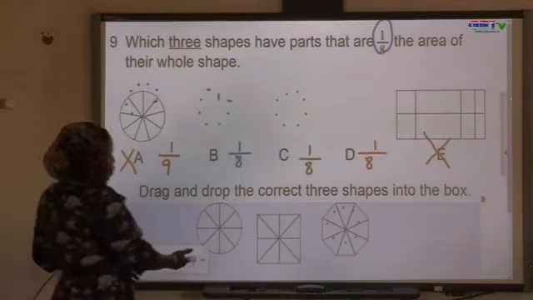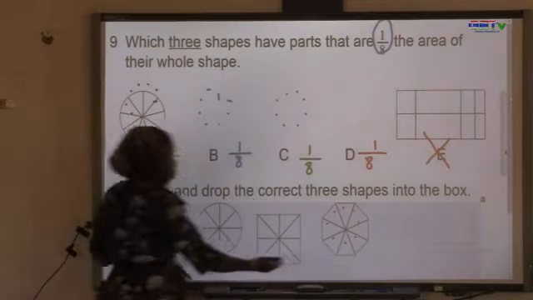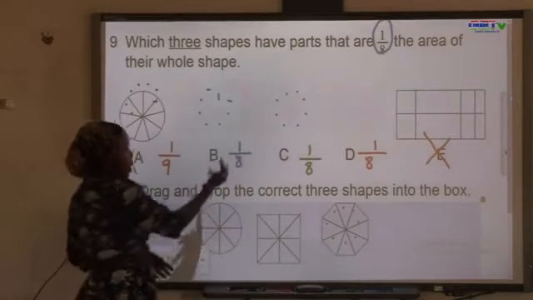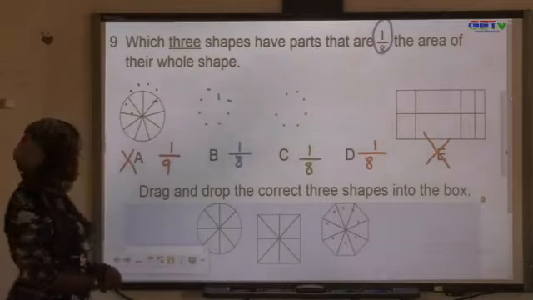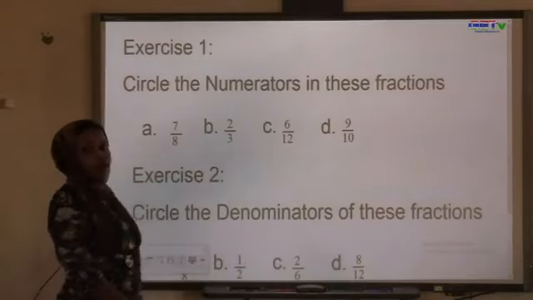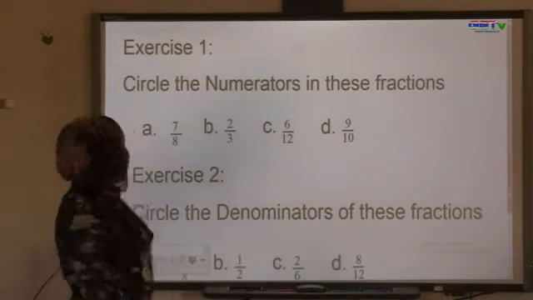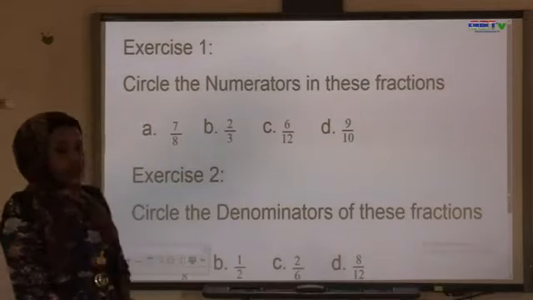So all the shapes that show 1/8 are in the box. Okay. We have an exercise.